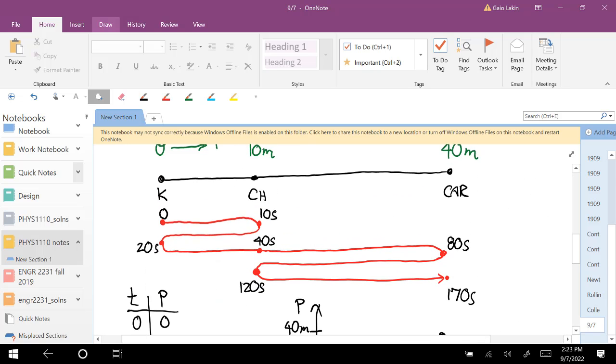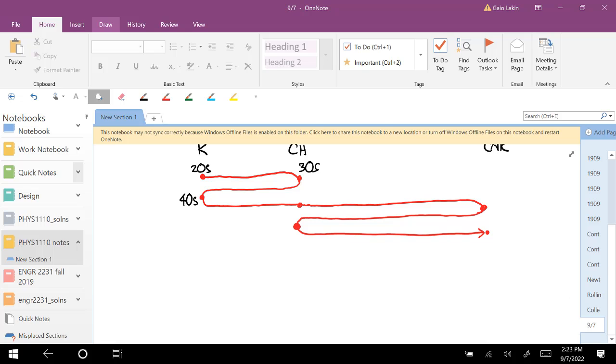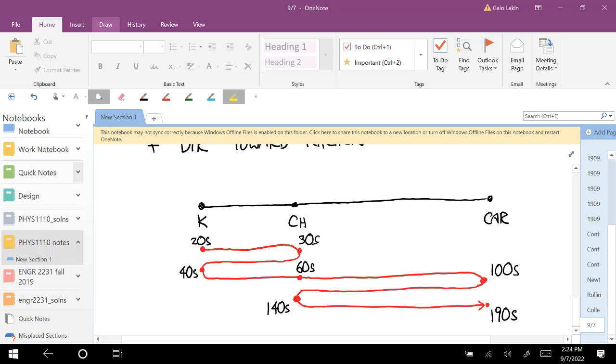How long does the next one take? 20. So then this is 60. And then it takes 40 to get to the next point. So 60 plus 40 is 100. 40 more is 140. And 50 more is 190. So that's all the time labels.